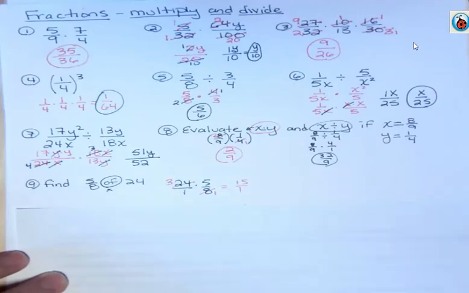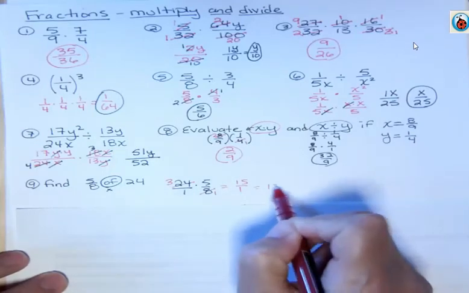Just the same way you wouldn't say your son was 1 times 7, you wouldn't say your son was 7 divided by 1. You wouldn't say the 1 at all, so you would just say 15.